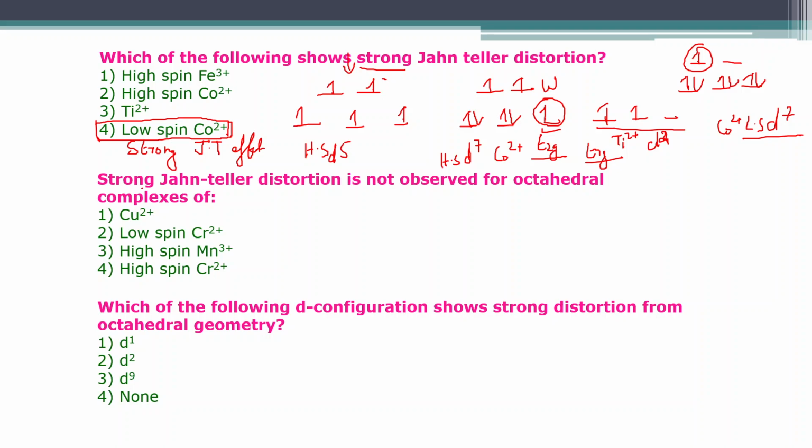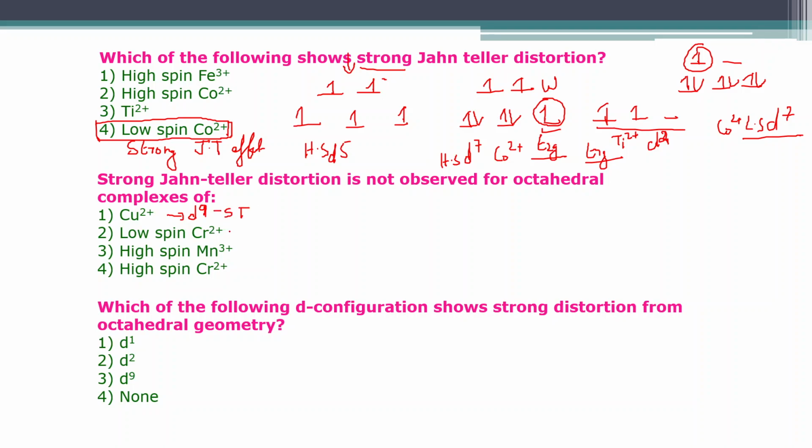Again, another question is there. Strong Jahn-Teller distortion is not observed for which octahedral complex? It is given as not observed. So we will look into the configurations. It is a d9. Copper 2+ is a classical example of a complex showing strong Jahn-Teller, and that is the d9 configuration, and it has a strong Jahn-Teller.